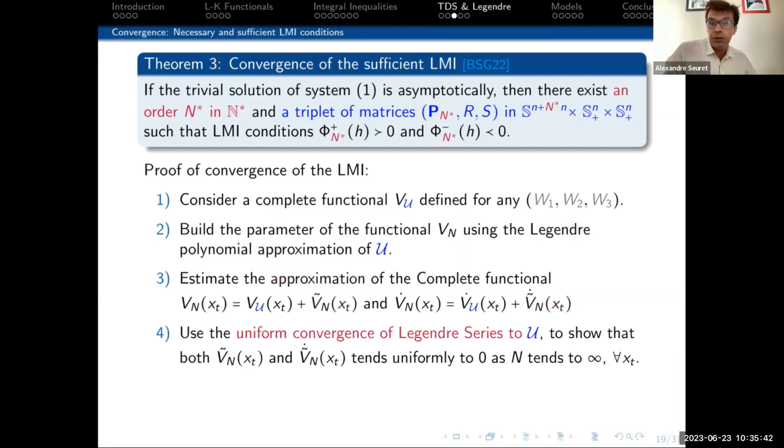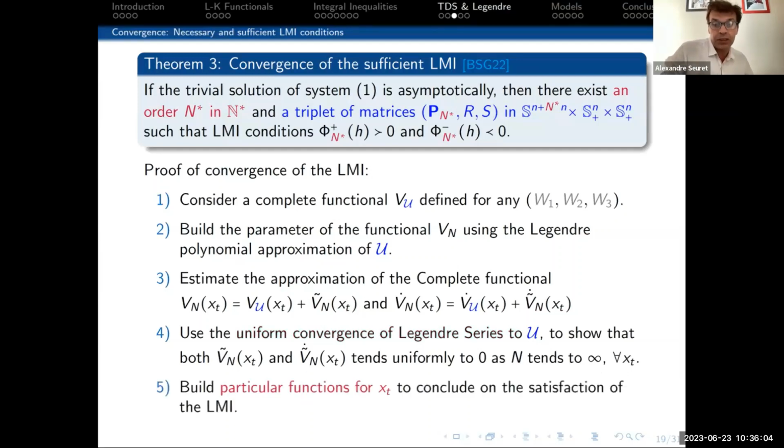And then at the end, you use the uniform convergence of the Legendre series of U to U to show that these terms are uniformly bounded and tend to 0 uniformly as n tends to infinity. And this holds for all vector x, for all function x. And at the end, you pick a particular function xt to conclude on the satisfaction of the LMI. So this is the big picture of the proof, but each part takes a couple of pages of calculations to be satisfied.